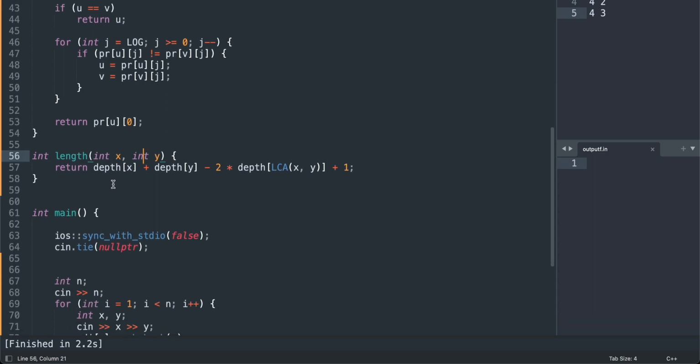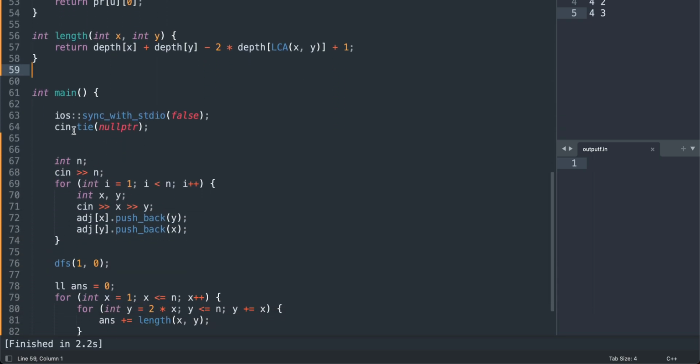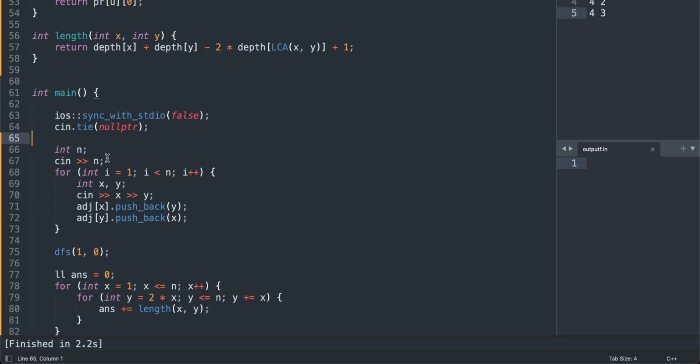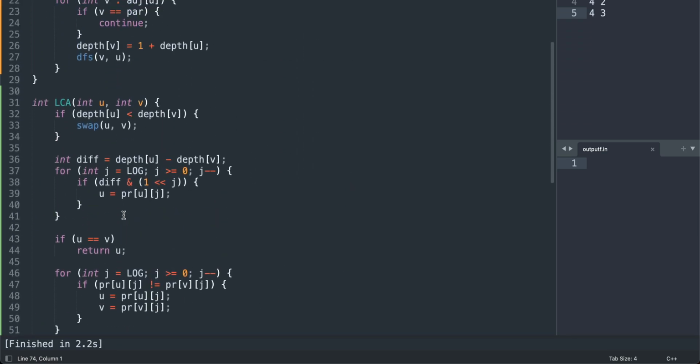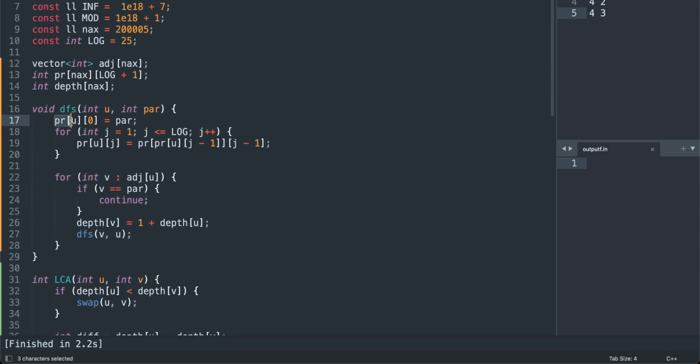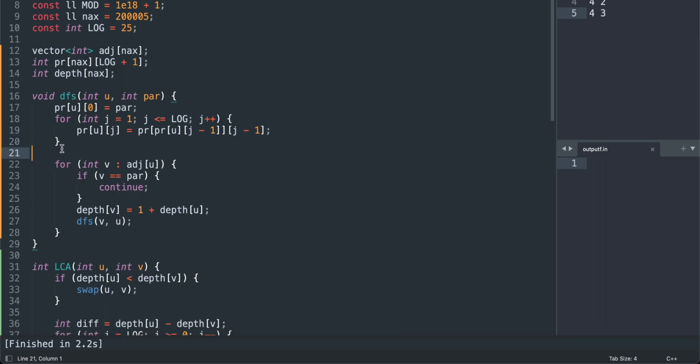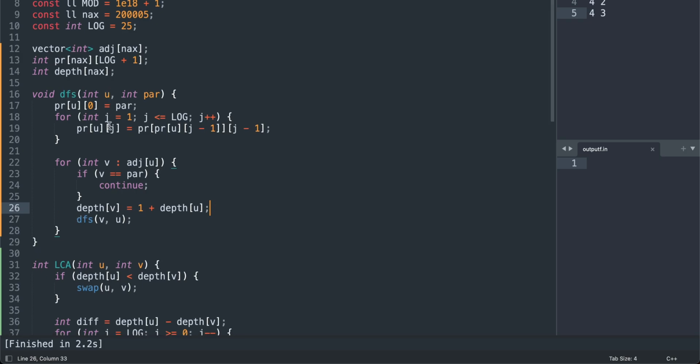Okay, after this I think it should work. Let's see. Read the input, create the graph, call the DFS. DFS will calculate the direct parent of u. Then go to all the powers of 2: the 2 raised to jth parent of u is nothing but the j minus 1th parent of the j minus 1th parent. Then go to all the children, calculate their depths, and LCA is computed.